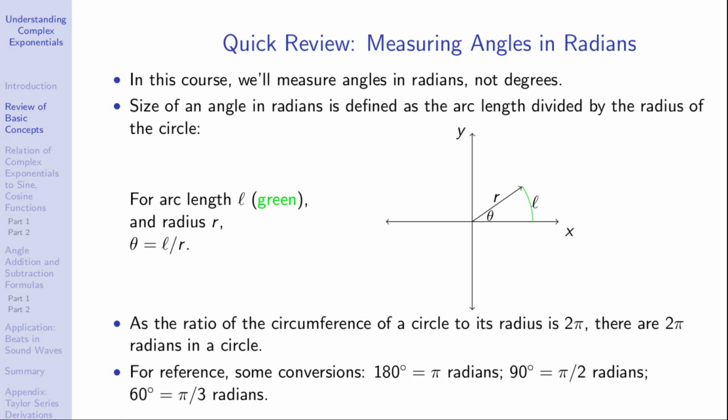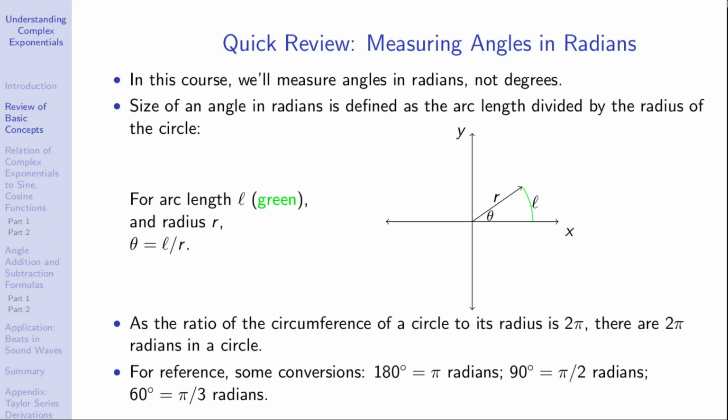Okay, next let's talk about measuring angles in radians. In this course, we'll measure angles in radians, not in degrees. The size of an angle in radians is defined as the arc length divided by the radius of the circle. So, in the picture we show here, for an arc length equal to L, and here the length of the arc is given in green, and a radius R, the angle theta is equal to L divided by R.